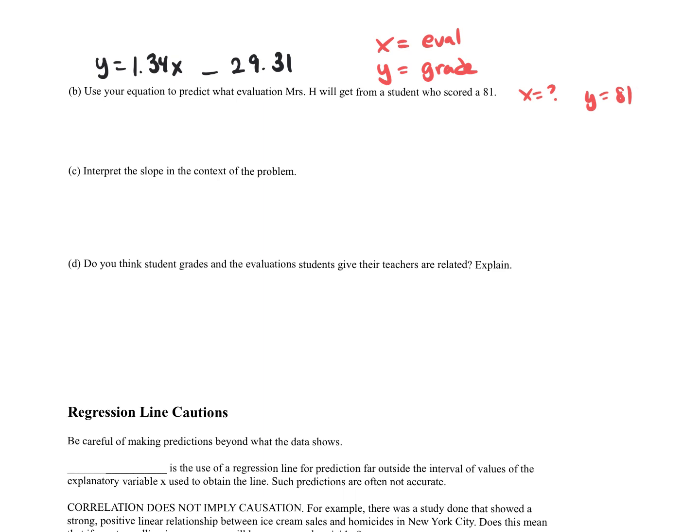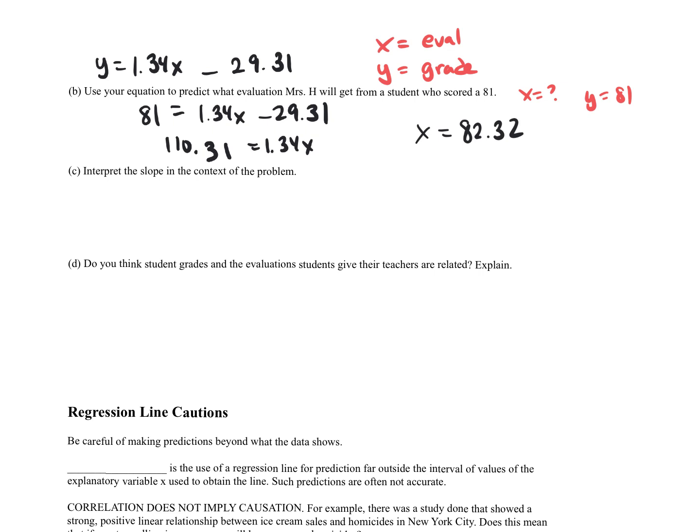Well, all we'll have to do is, in this case, plug in 81 for y, because y is our grade. Now, a lot of times you'll just plug in for x, so this is probably more difficult than a lot of the problems we'll encounter, but pretty straightforward. You just do 81 equals 1.34x minus 29.31. So it'll be 81 plus 29.31, which is 110.31 equals 1.34x, and then we'll divide both sides by 1.34. So that's going to give me an evaluation score of 82.32 as my estimated score.